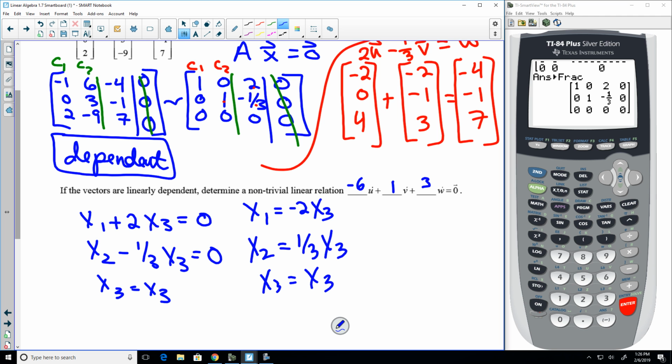So you can pick any number first. Any number, it's going to work. Yep, any number for x3, and then you calculate x1 and x2, and it'll work. 0 will work, but it asks for non-trivial. 0 will give you trivial. We're not interested in the trivial one because it's obvious that 0 works, right? We want something that's non-trivial.